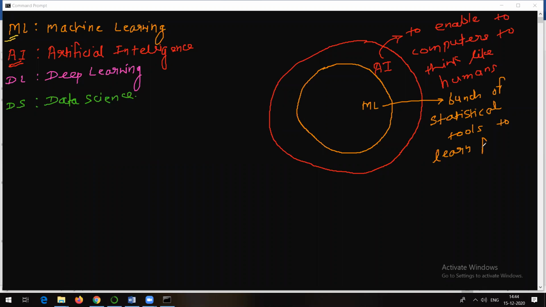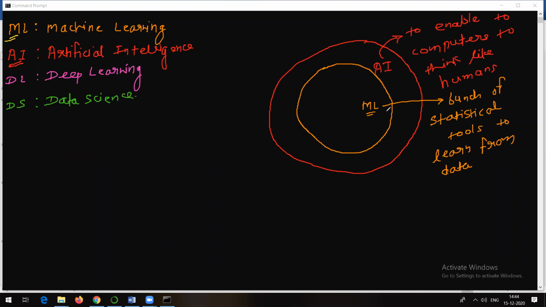Now, to learn from what? Initially, when we started with this subject, we saw terms like data, information, database, DBMS, and all these things, right? So machine learning is a bunch of statistical tools to learn from data. That's how I can define machine learning in simple words. ML is nothing but a bunch of statistical tools to learn from data. What are the bunch of statistical tools? We will talk about that. In short, in simple words, this is what machine learning is.